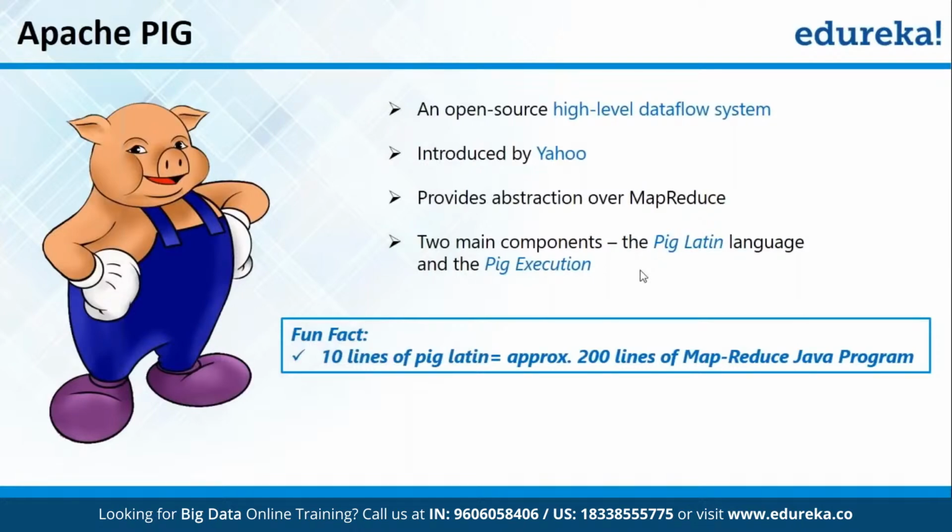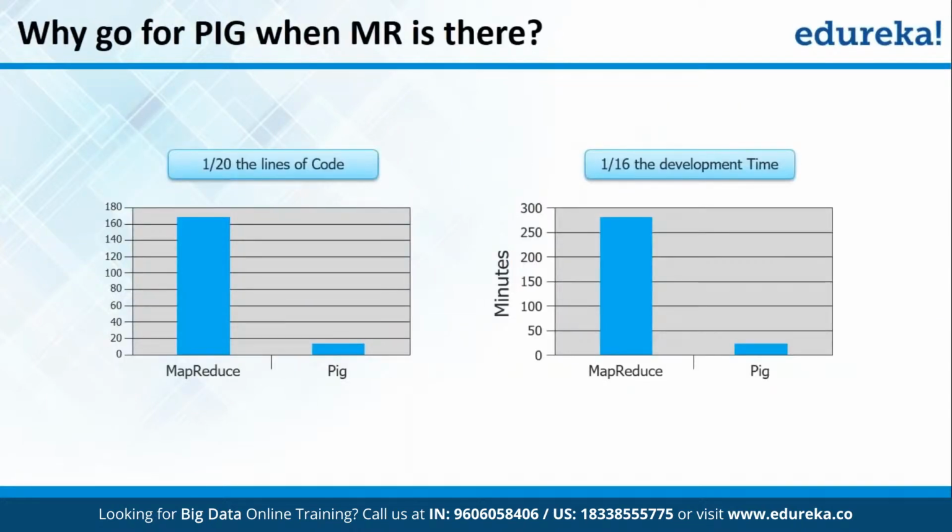So let's move on and look into why we have to go for Pig when MR is there. So there are two simple reasons. One is the Pig code is 1/20th of the lines of code that we have to write in MapReduce. So it makes your life very easy. Also, as a result of this, the development time also gets reduced, which is almost 1/16th of the development time required in MapReduce. So these are the two main reasons because of which we should always go for Pig whenever a task can be achieved using any of these tools.